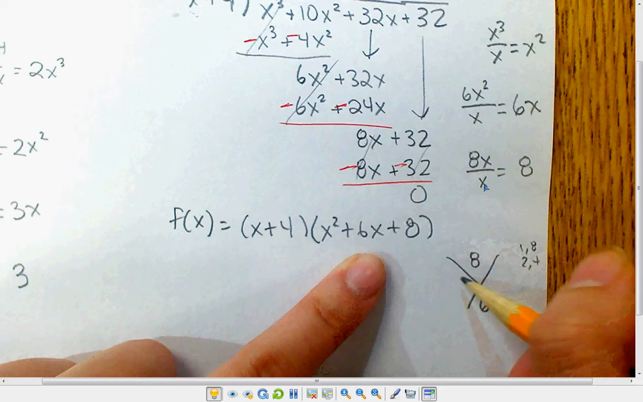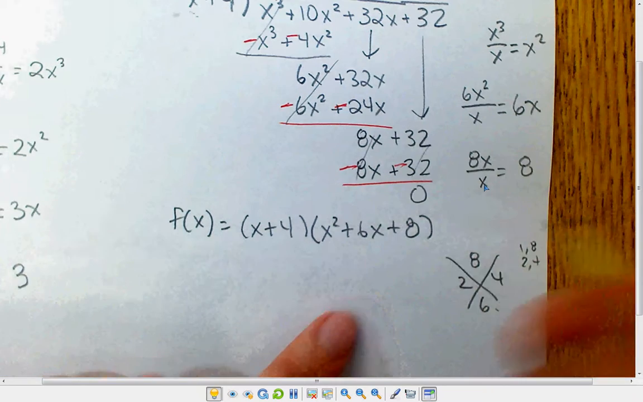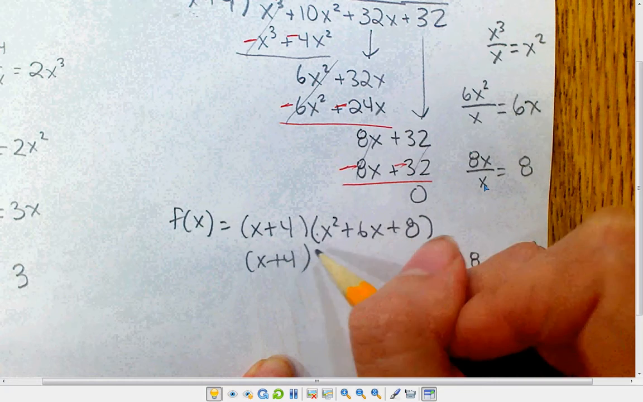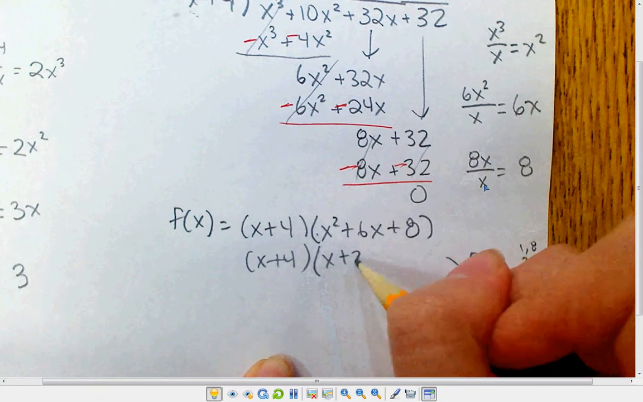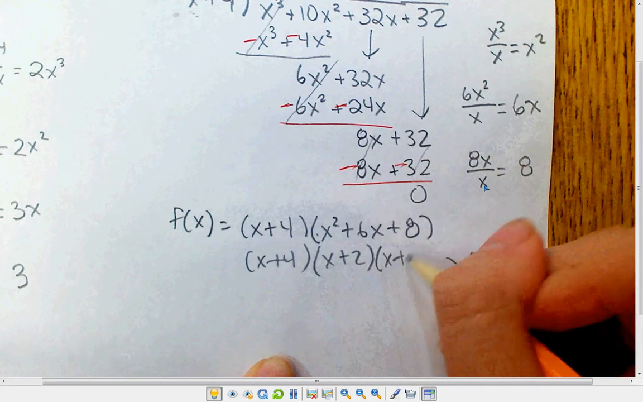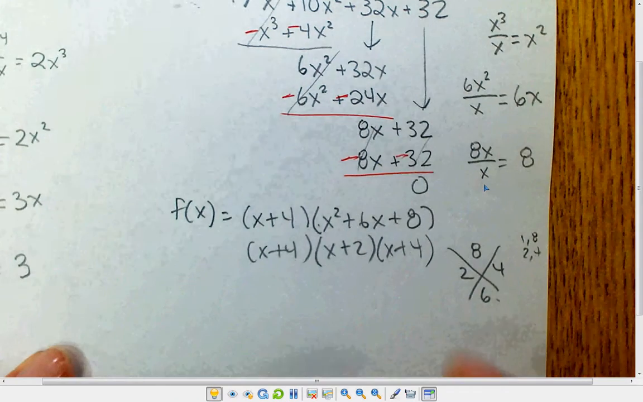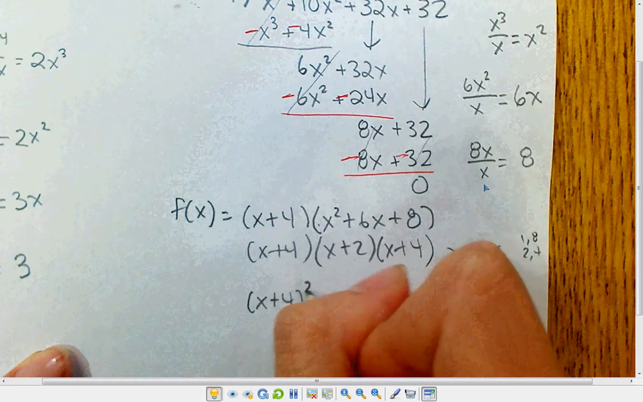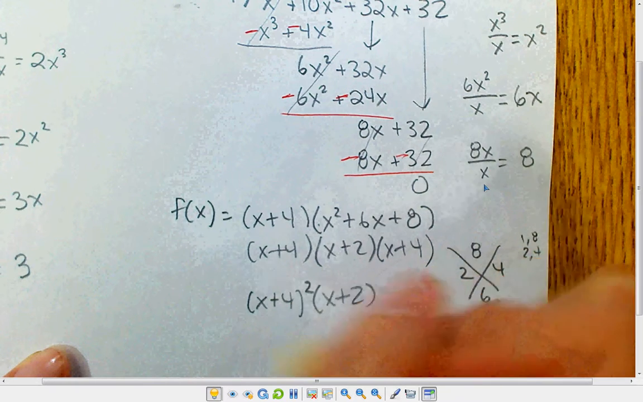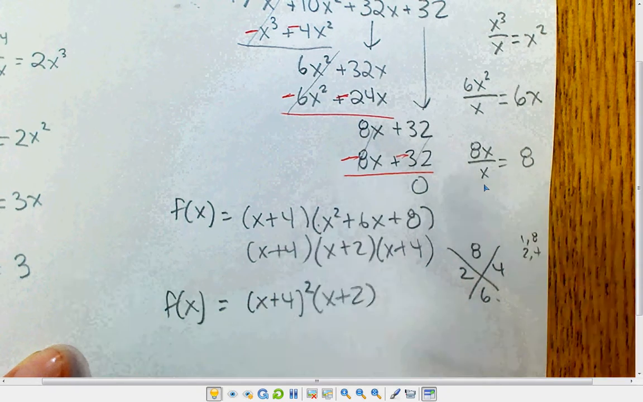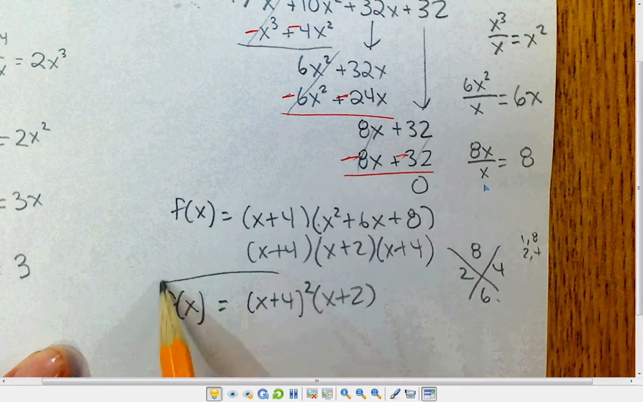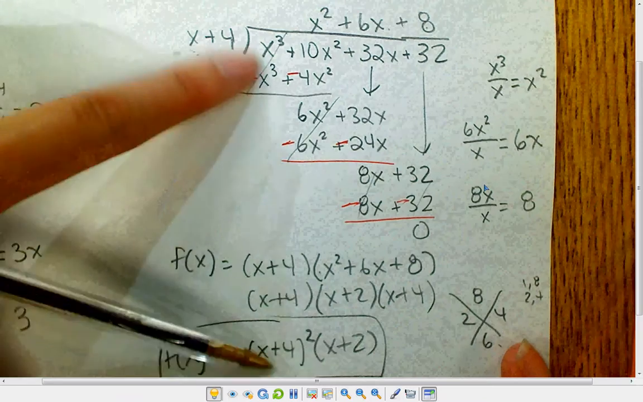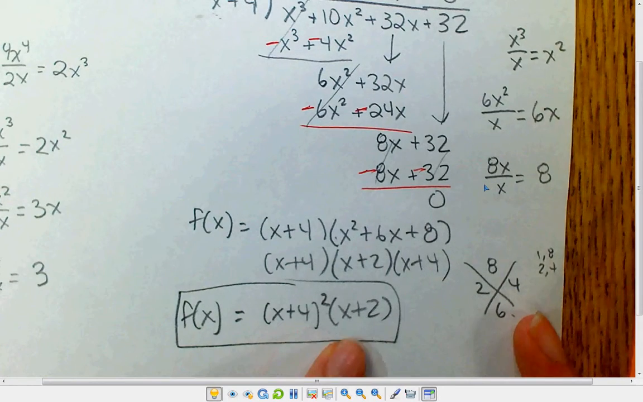1 and 8, 2 and 4. So 2 and 4, right? And because your a value is 1, we can just rewrite this as x plus 2, x plus 4. And since we have two x plus 4s, I'm going to combine them and write x plus 4 squared. And this is my factored out f of x. So really, this entire long problem we started off with can be written as this, which is much simpler.